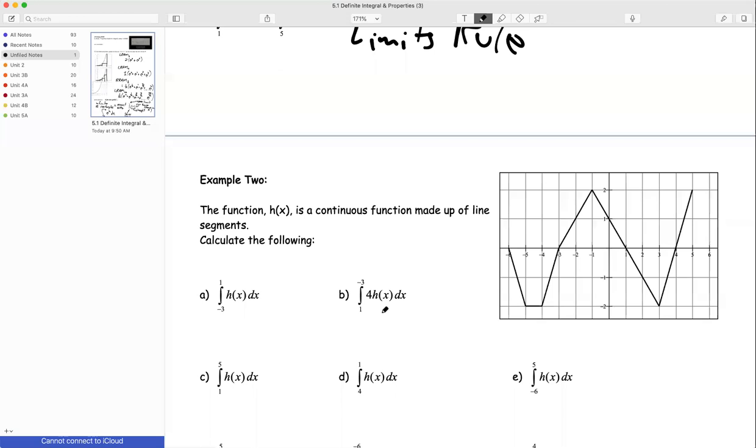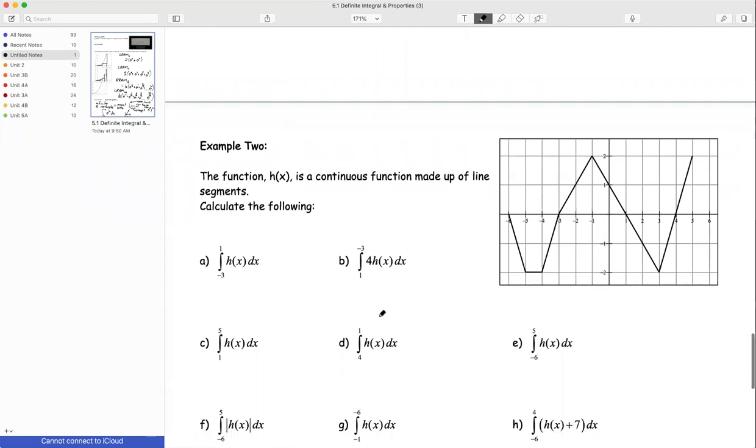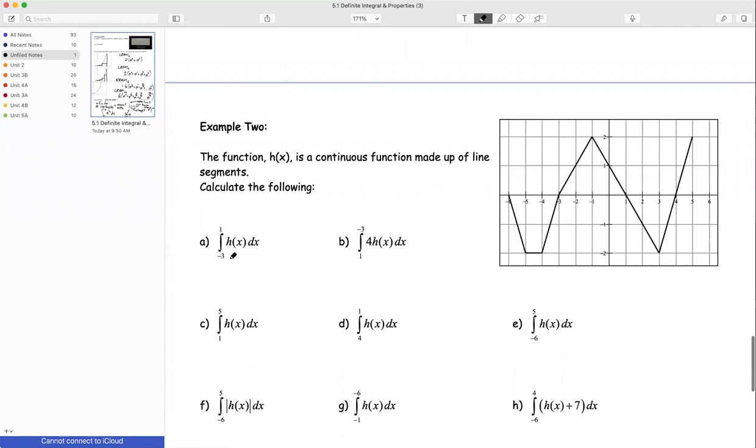Here we go. So we have a function, h of x. It is a continuous function made up of line segments. And we are going to calculate the following. So the first one, part A, says the integral from -3 to 1 of h of x dx. So I am calculating the area under the curve, which is the area between the function and the x-axis. In this case, from -3 to 1. So this is a triangle. And I know how to find the area of the triangle. It's 1/2 the base times the height.